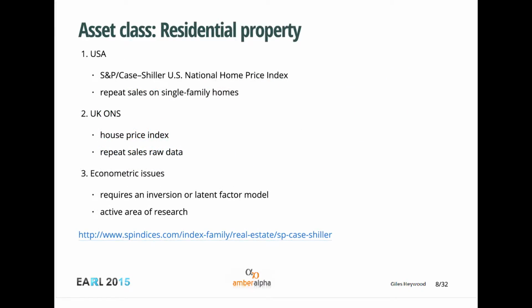This is a topic I'm quite interested in at the moment, which is residential property. In the US, we've got the S&P Case-Shiller National Home Price Index for single-family homes. We've got an equivalent in the UK, which is called the price paid data from the ONS. And from that, we can actually construct high-frequency and highly granular indices. And this is really interesting because from that, we can build risk models. And this is something I'm working on very actively.